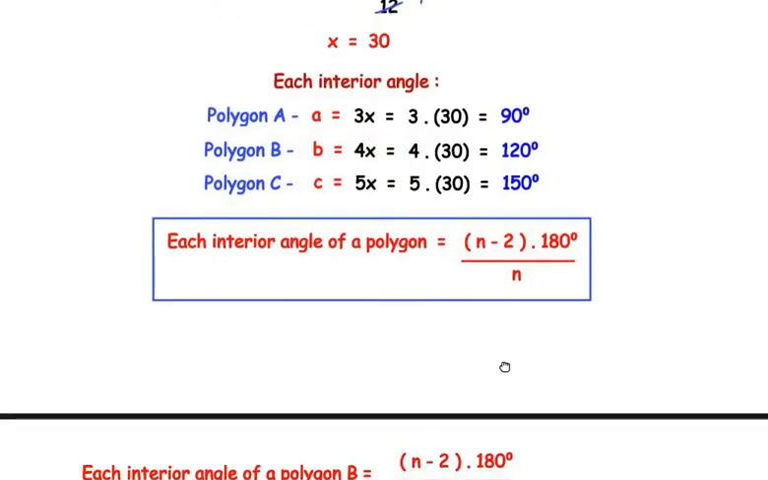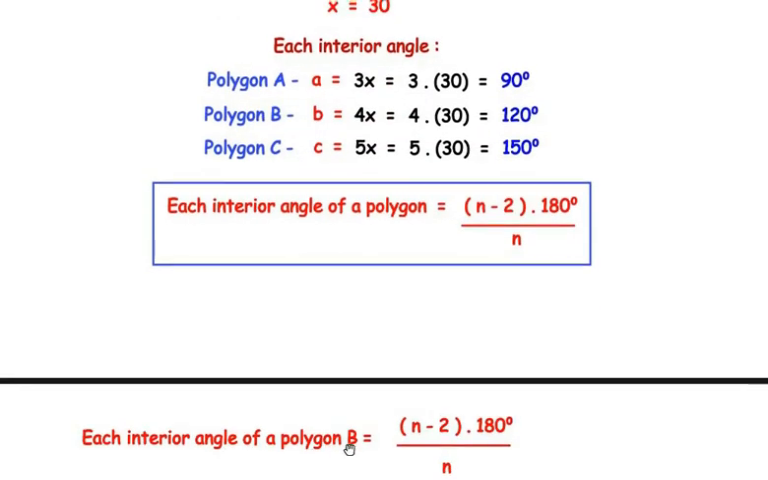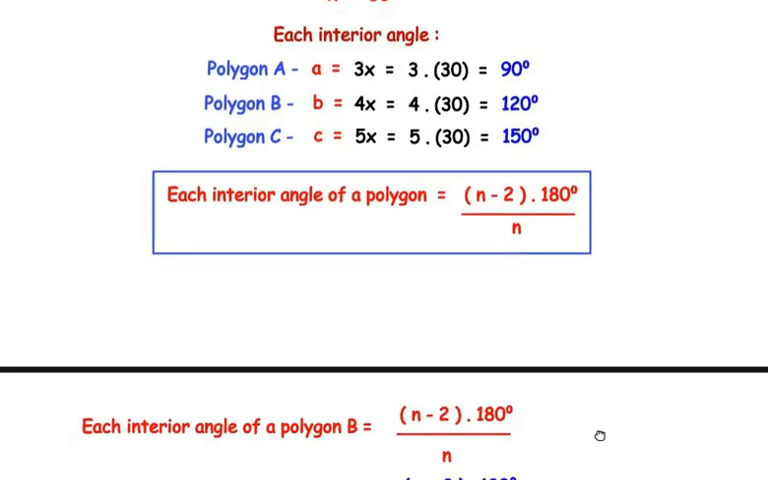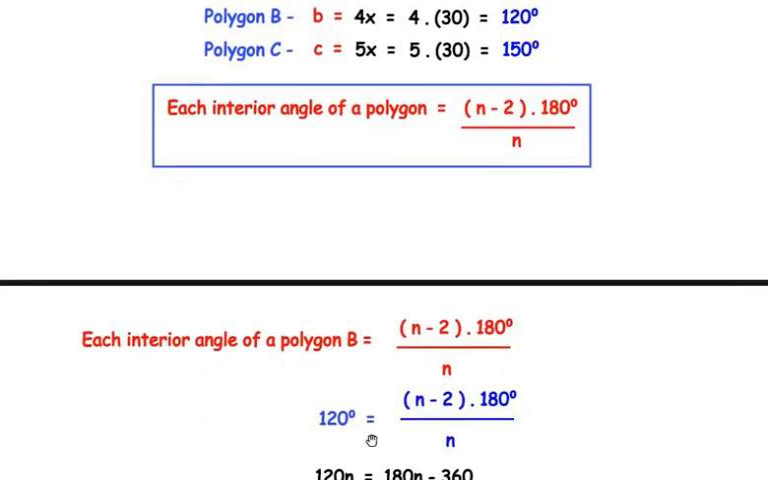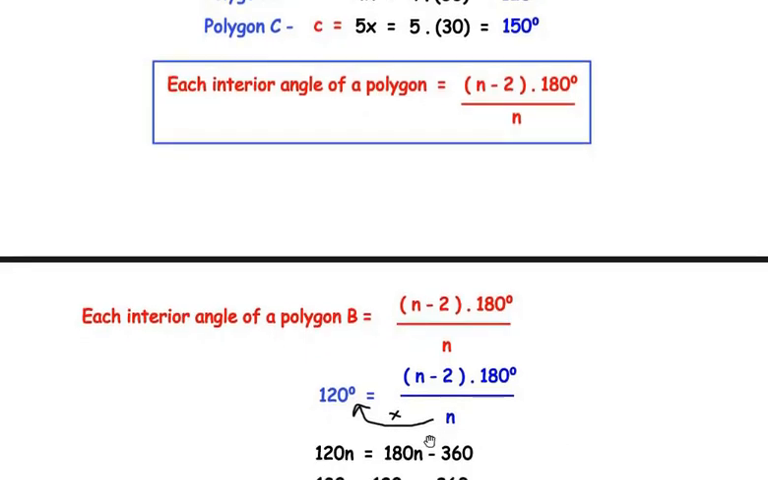So here we have written each interior angle of polygon B is equal to n minus 2 times 180 over n. Now we have the interior angle of polygon B, that is 120 degrees. So here we have written 120 is equal to, the right hand side stays the same. Now in the next step, we are going to take n on the other side of the equal to sign so that it multiplies with 120. So this gives us 120n is equal to, now expanding this bracket with 180, that is 180 times n gives us 180n minus 180 times 2 gives us 360.